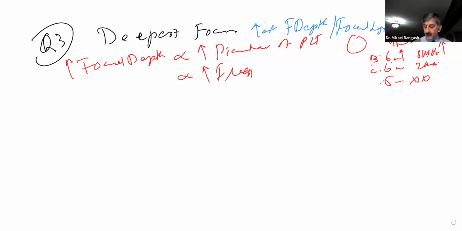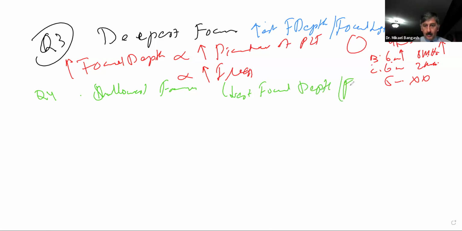Now, question number 4 is mainly the same thing, but what they just ask us is for the shallowest focus. It means the lowest or shortest focal depth, or focal length.